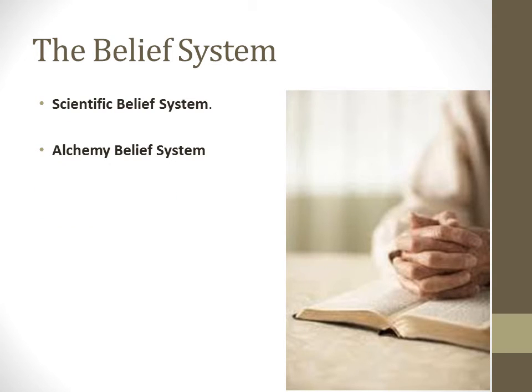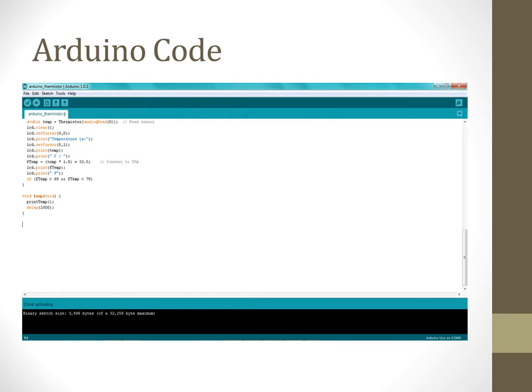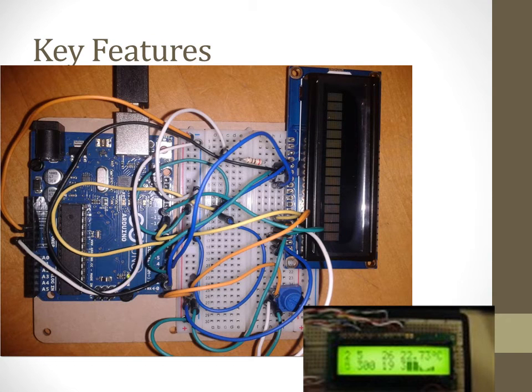The belief system. The scientific method is a belief system about the world. People tend to believe in science or to believe in alchemy. Scientific belief system uses evidence and data, and alchemy belief system trusts emotions and beliefs. Here is the Arduino code. In our design, we had the following key features.